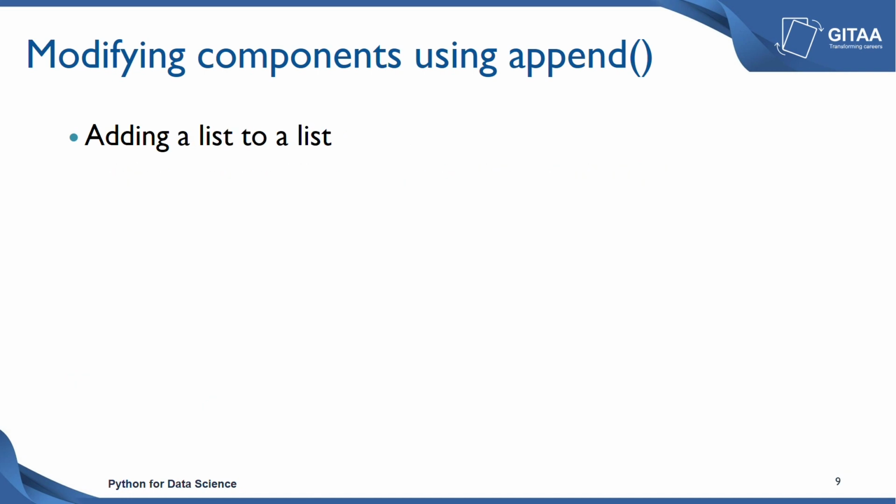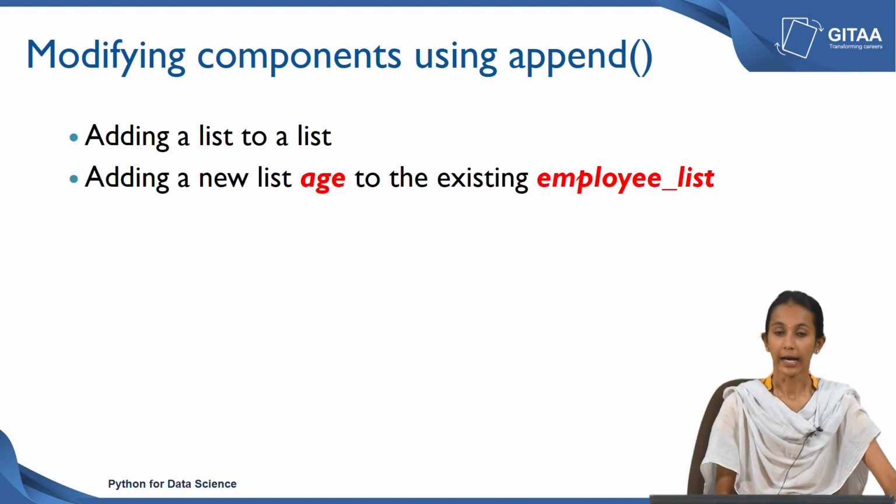Let us say I wanted to add a list to a list. Adding a new list, age, to the existing employee_list. So, now what I will do is create age as a list and append it to the existing employee_list. We already have 5 employees, so the respective ages will also be created as a list.